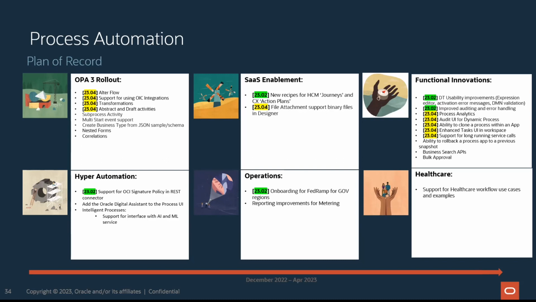improvements, expression editor, more comprehensive error messages within OPA, the decision model validations, etc., etc. So trying to catch errors as quickly as possible before you actually even go and try and run this thing. If at the design time we can catch it, that is much more effective.